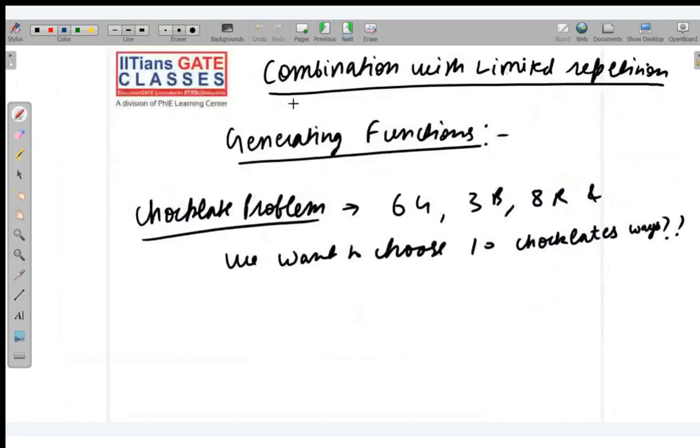So now we are going to start combination with limited repetition. So now I will clear all the constraints and all. Okay, so that is combination with limited repetition. Next category, and it is done with the help of generating function.